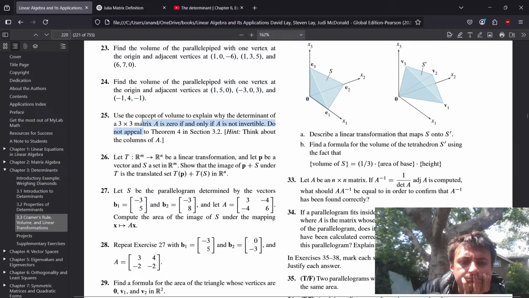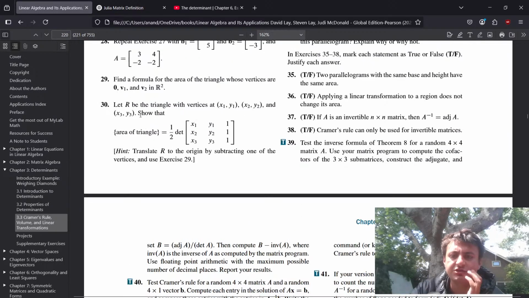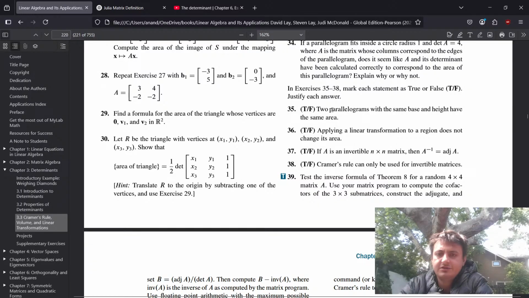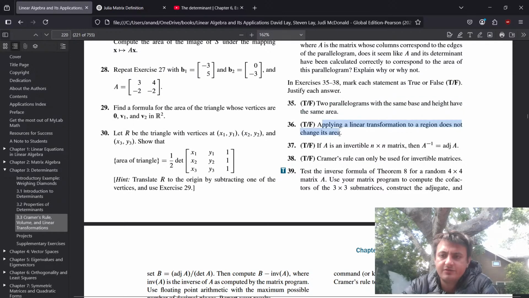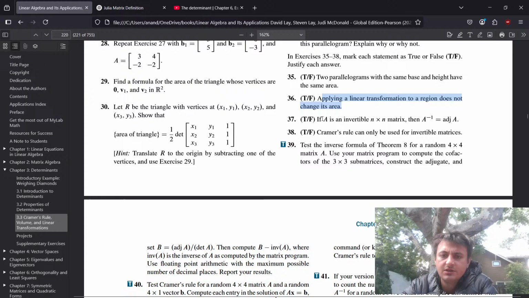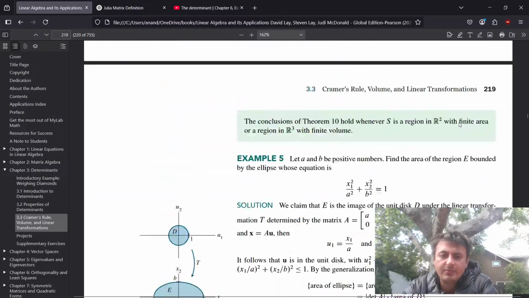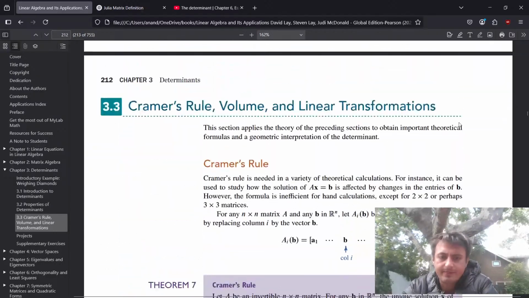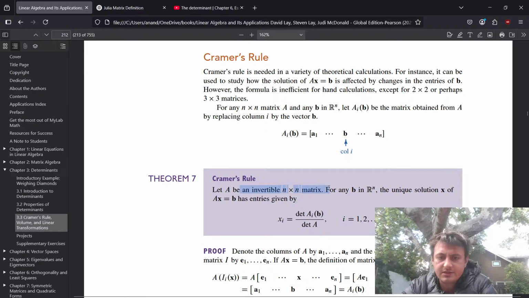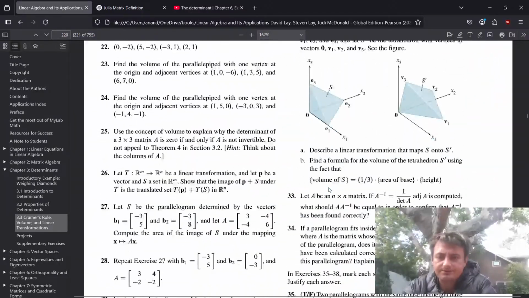All right, let's just do the true falses. We got 4 true falses. 2 parallelograms with the same base and height have the same area. Yep, that's true. Applying a linear transformation to a region does not change its area. That's false. If A is an invertible n by n matrix, then A inverse is equal to ADJ A. Nope, that's wrong. You have to divide it by the determinant of A. Cramer's rule can only be used for invertible matrices. Now that, I believe, is true. Yes, that is true.